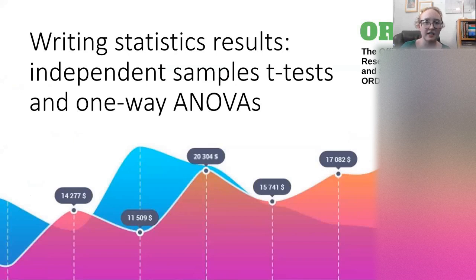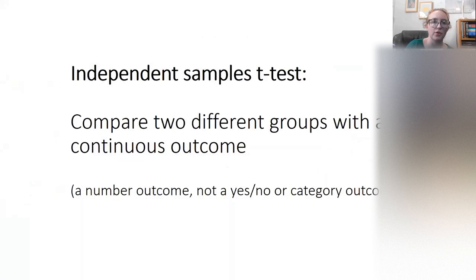Today's tests are the independent samples t-test and the one-way ANOVA. So the t-test, as we kind of talked about, is comparing two groups with a continuous outcome. So, an outcome that's a number, like strongly agree to strongly disagree, not like a yes, no, or a category. And that's what you guys have about how confident people felt, how well they could evaluate their biases. Your outcomes are all continuous.